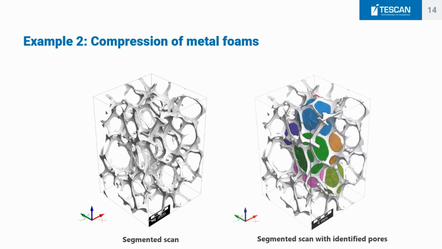You see in this segmentation, we only have 5 individual pores. The other pores were actually not complete. The cells were cut by the bounding box of the analysis.